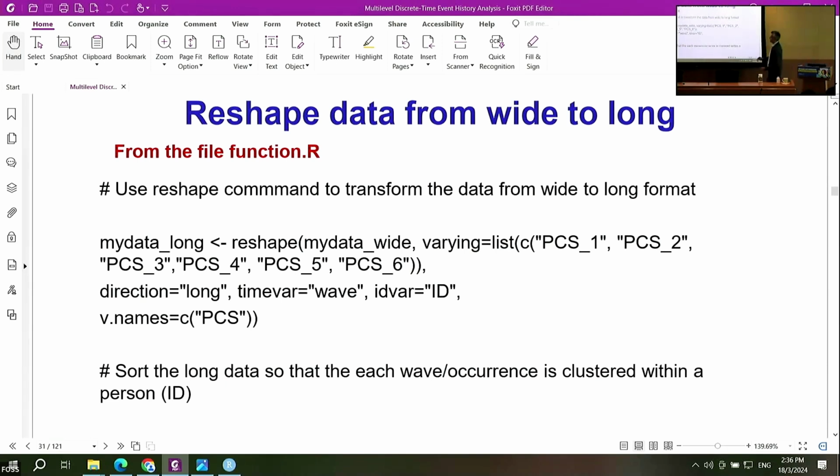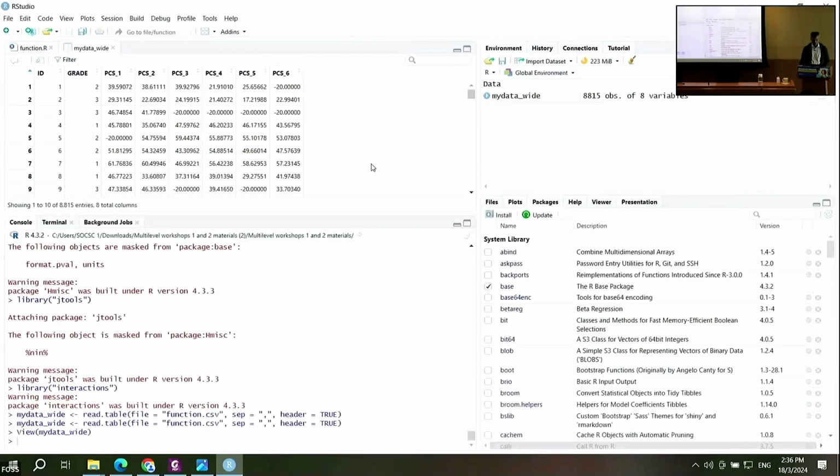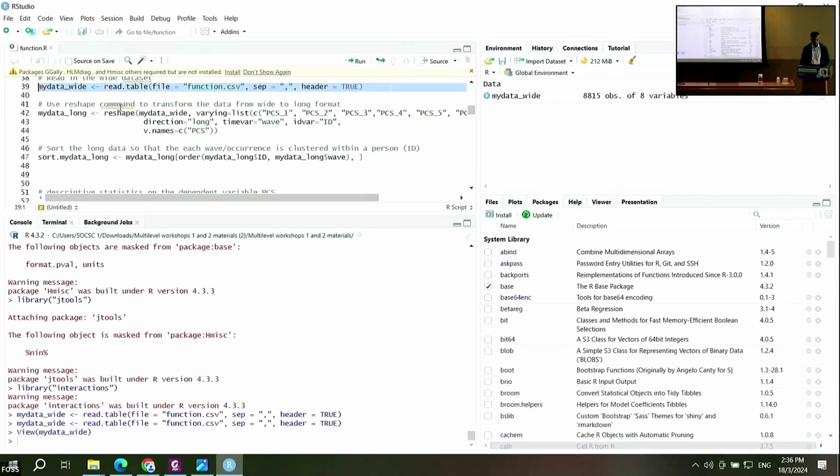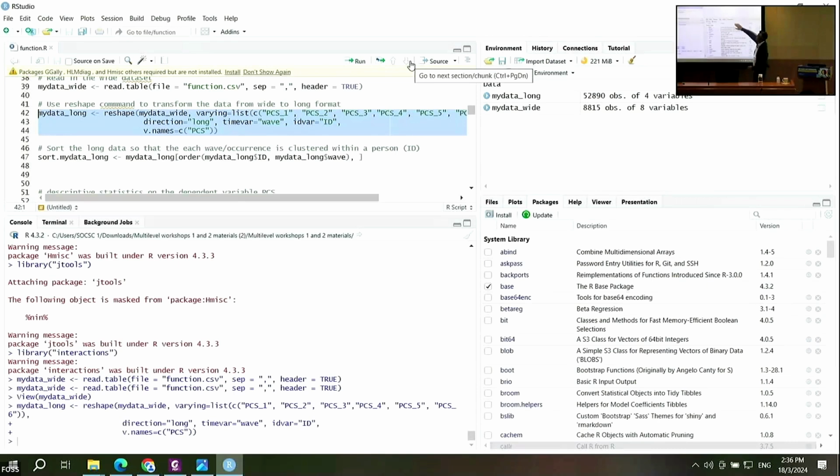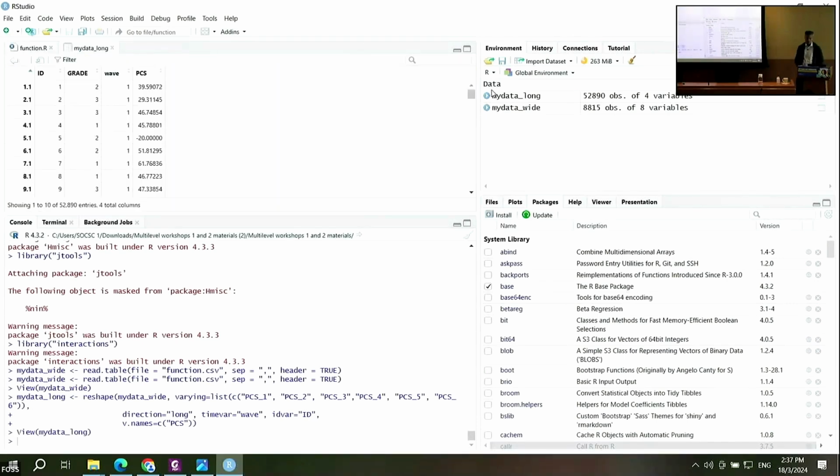And then we want to call the long health variable PCS. So these are the explanations behind what this command does. When you run it, we'll have created a new long data set called MyDataLong. And if you click on that, you can see instead of having 6 different PCS scores, we just have 1 column for PCS scores, the physical health functioning scores.